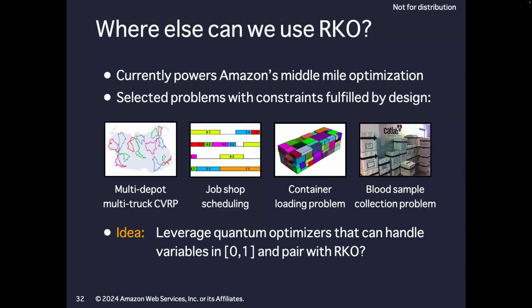So, idea for all of you to ponder about: can we build a quantum optimizer that has continuous variables between 0 and 1, can run on a hypercube? If the answer is yes, then you can use RKO to solve problems that are highly complicated if you map them to a qubit.